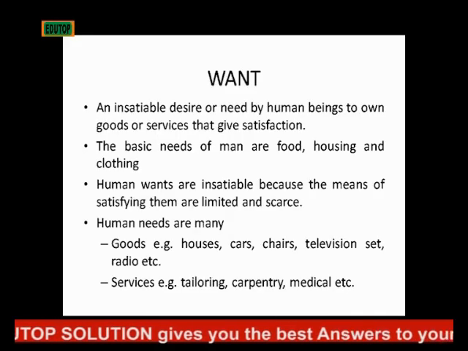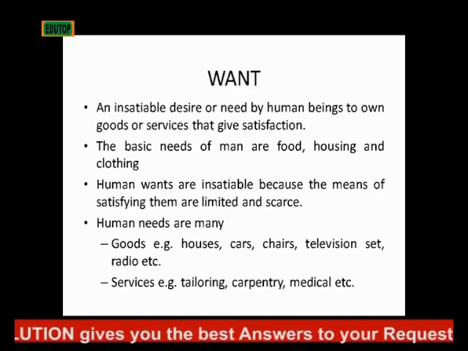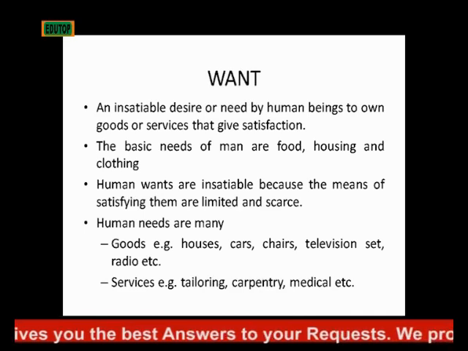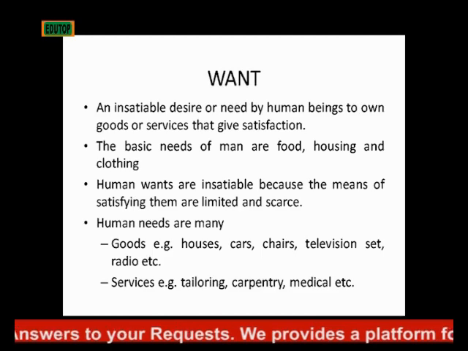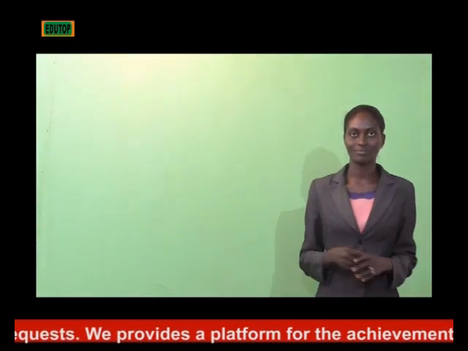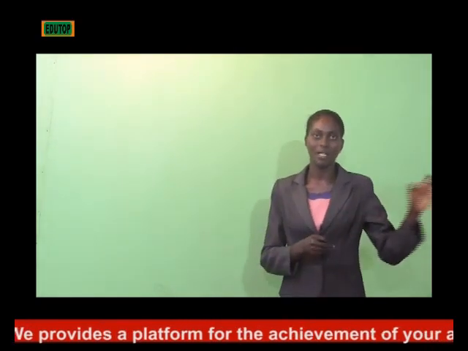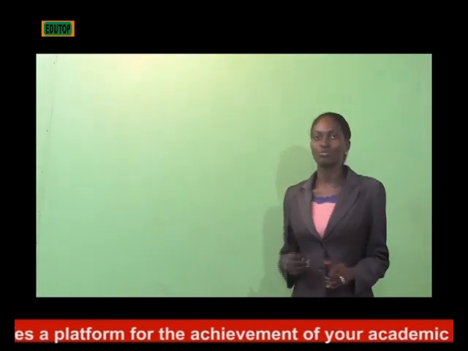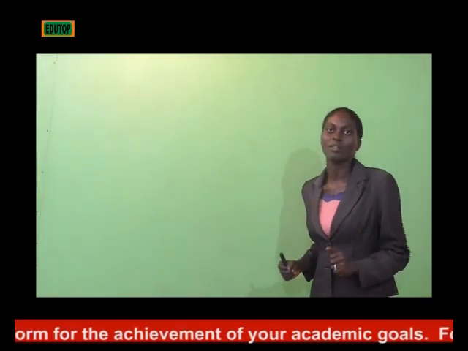Want is an insatiable desire or need by human beings to own goods or services that give satisfaction. It is insatiable, meaning that it cannot end. I want this. I want to buy a car. I want to buy a shoe. I want to go to school. I want to have 3 children. I want to have this.